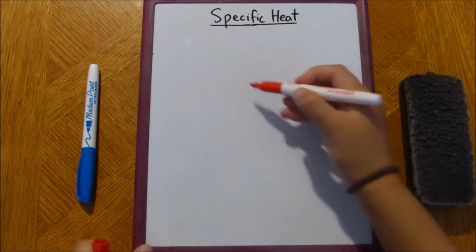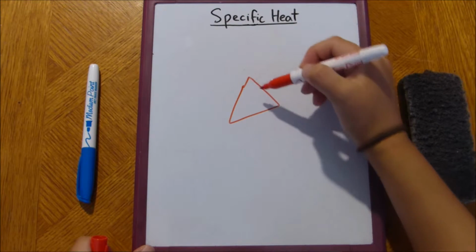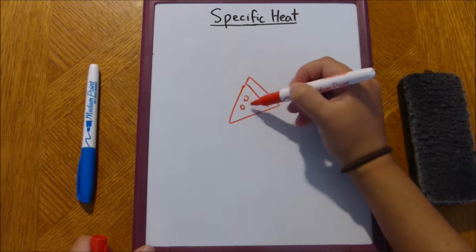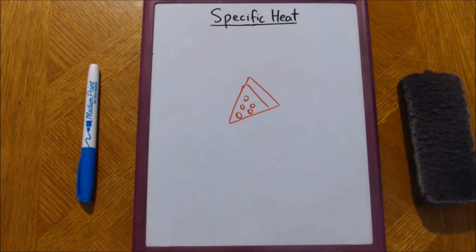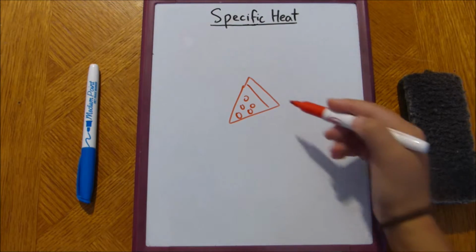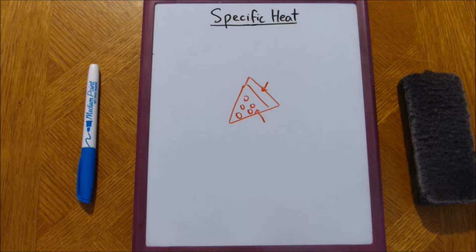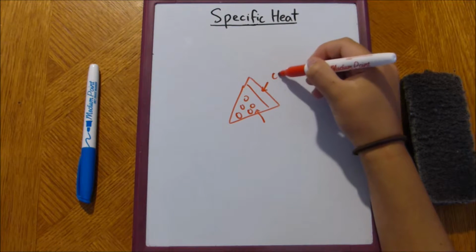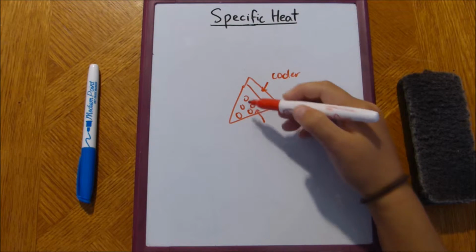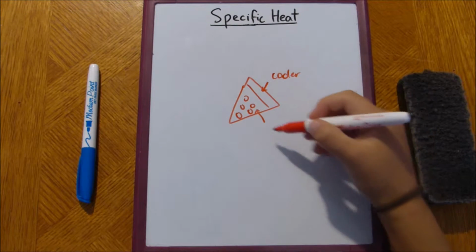So say we have this pizza, right? And essentially there's two parts to this pizza. There's the crust, and then there's the cheese, the sauce, and all the toppings. Now, typically, when I take a pizza out of the oven, and it's all hot, the crust is cooler than the sauce, the toppings, and the cheese.